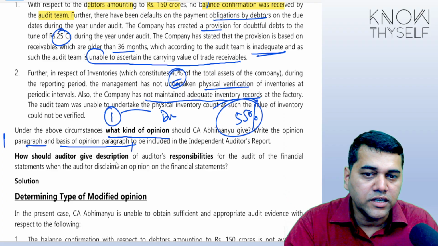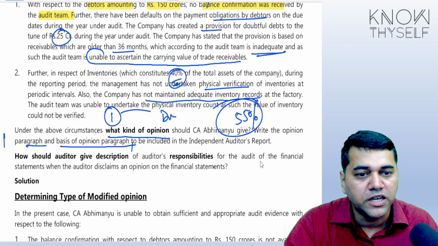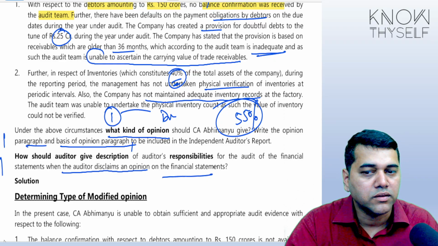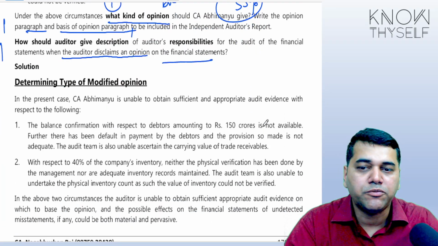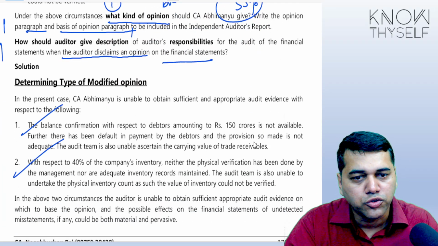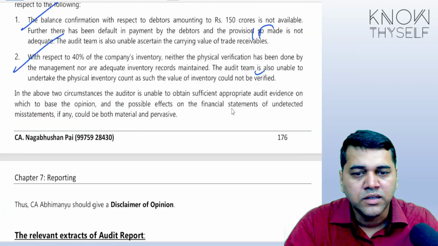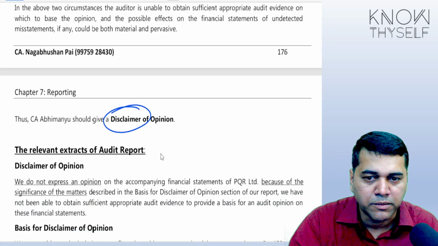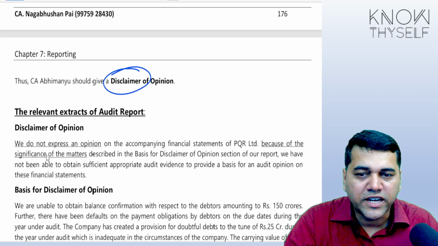How should the auditor give description of auditor's responsibility for the audit of financial statement when the auditor disclaims an opinion? This is also 1 more mark. Now, first thing, types of opinion, you will explain now 2 issues, 15% here, 40% here, material and pervasive. That's why we give disclaimer of opinion. Chalo, we are done with 1 portion. We do not express opinion.